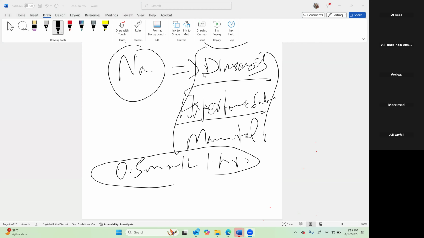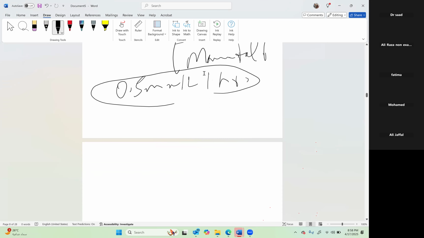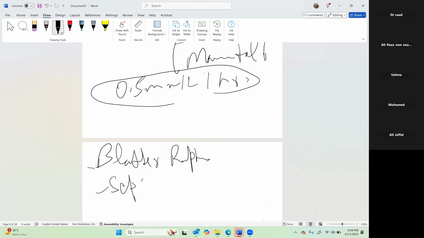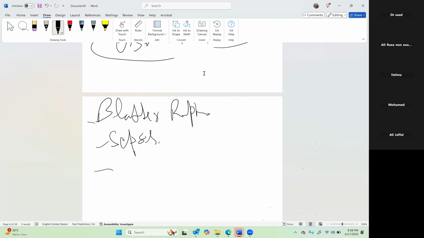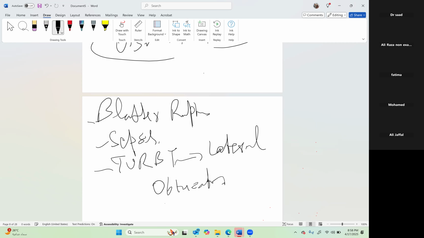So your aim, in any scenario based question, is to answer in a way that you cover everything in minimum words. Now think of some other complication: bladder rupture. Sepsis. And if it is not directly related to TURP but it is TURBT, then the lateral wall and the obturator reflex, they can ask you a question about it. These are possible questions which they can ask you in this scenario.